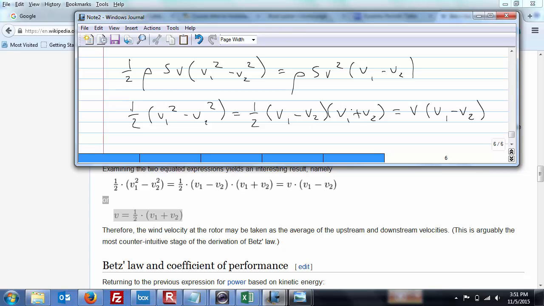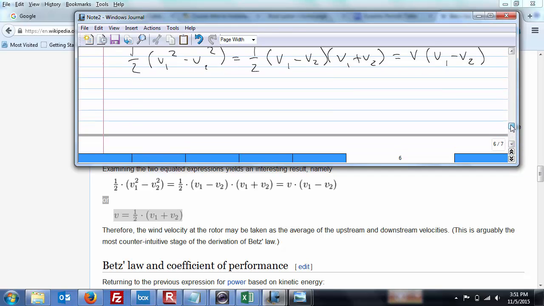And now we've gotten rid of the size of the turbine, we've gotten rid of the density of the air, we're just dealing with velocities. It's kind of nice. So after all this pain and suffering of algebra, we've finally got the thing simplified, which is the whole point. And now we end up with V equals 1/2 (V1 plus V2). Well, what does that look like? It's just an average. It just means that between the fast wind coming in and the slow wind going out, there's an average velocity.